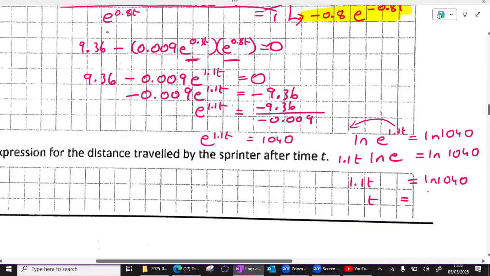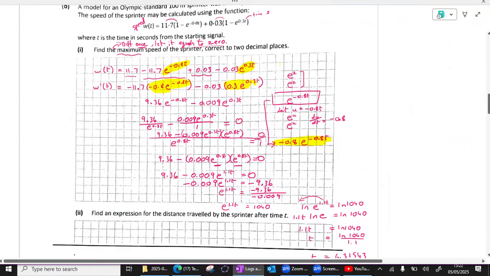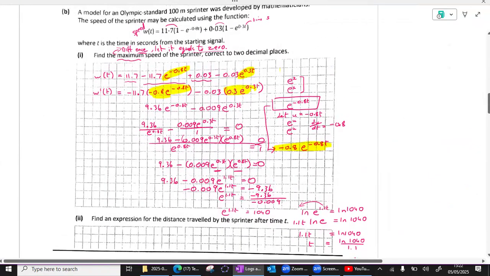So finally, to get t, I'm going to do the natural log of 1040 over 1.1. So the natural log of 1040 over 1.1. Sorry, just have to close my bracket here. So that gives me t is equal to 6.31543, etc. Now, we're nearly there, but the question is not find the maximum time. The question is find the maximum speed.